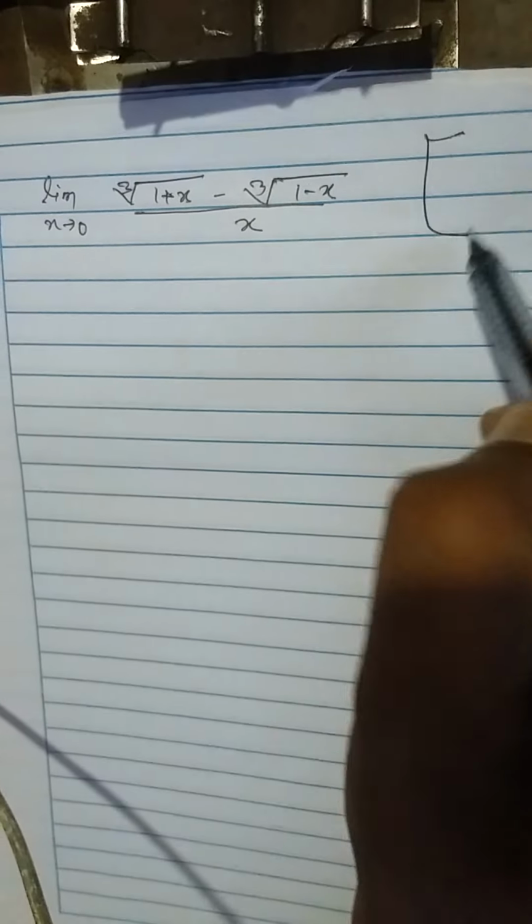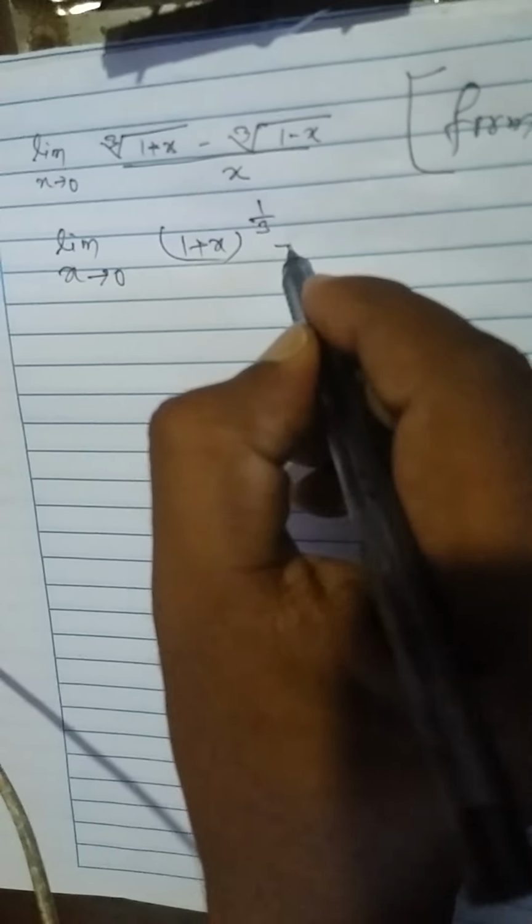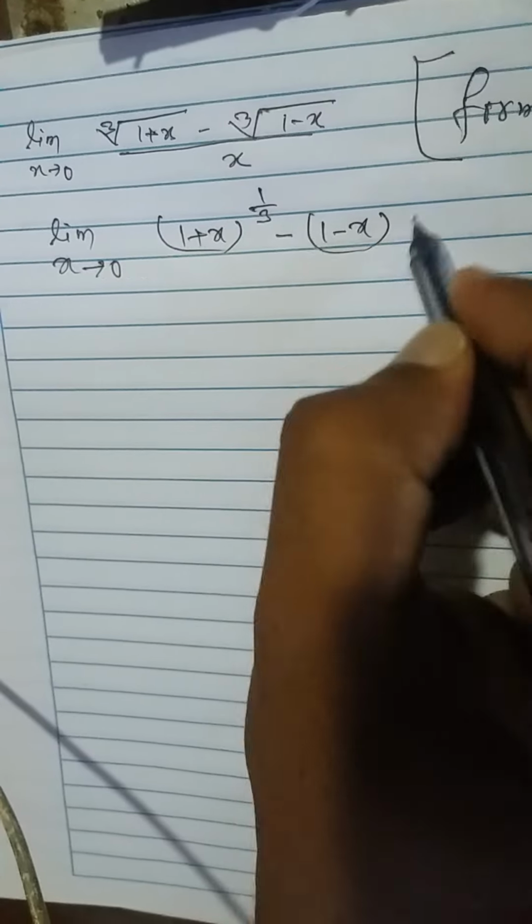Move to next question. The next question is limit x approaches 0, third root of 1 plus x minus third root of 1 minus x, divided by x. If you substitute x equal to 0, here it becomes 1, this one also 1. 1 minus 1 equal to 0 by 0. Again, it is an algebraic function taking the form 0 upon 0. So, just three methods: factorize, rationalize and formula. Here we are going to apply the formula. Limit x tends to 0 as it is, this can be written as 1 plus x to the power 1 upon 3, and this as 1 minus x to the power 1 upon 3.